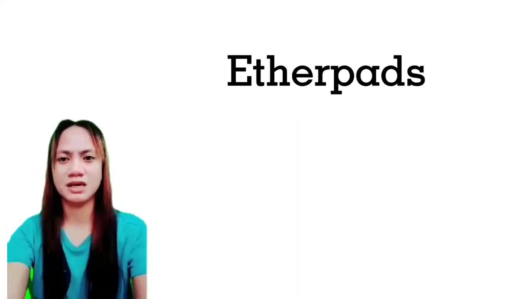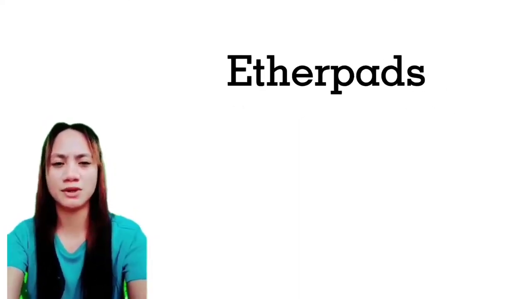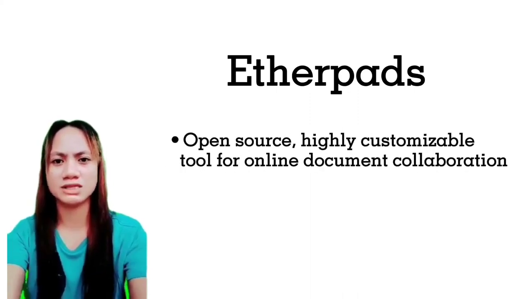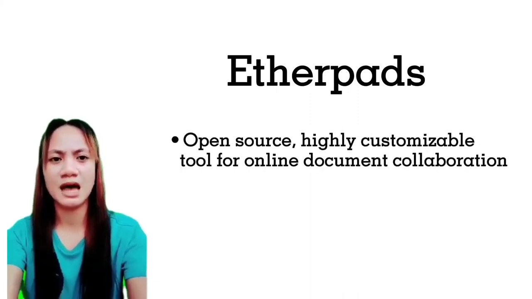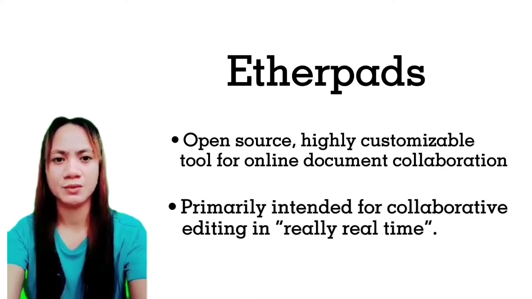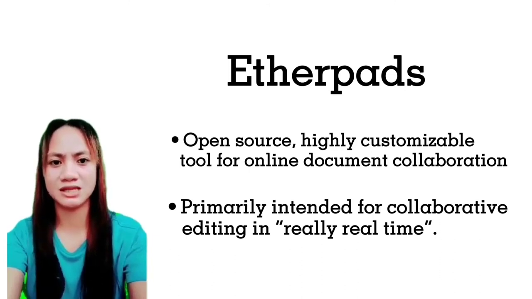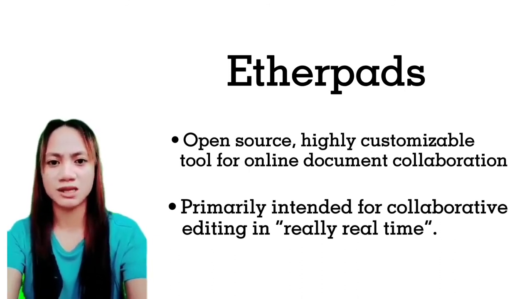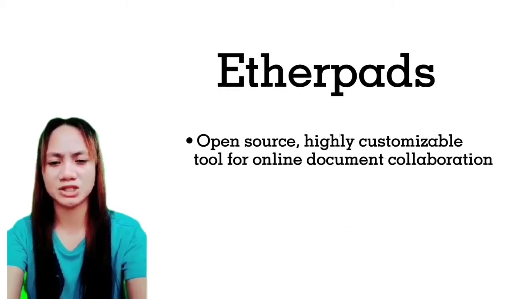And last is Etherpad. Etherpad is a highly customizable open source online editor providing collaborative editing, allowing authors to simultaneously edit a text document and see all of the participants' edits in real time. With the ability to display each author's text in their own color, there is also a chat box in the sidebar to allow meta communication.